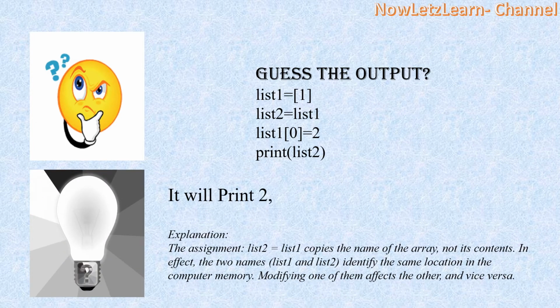There you go, it's 2. The reason is because we are using an assignment operator to copy the content from list 1 to list 2. So when you use an assignment operator, it not only copies the value, it also copies the location of that value. So in this case, whenever you modify the list 1 variable, that modification gets updated in the list 2, and that's the reason why you're seeing the output as 2. Hopefully you got the explanation. Let's go to the next question.